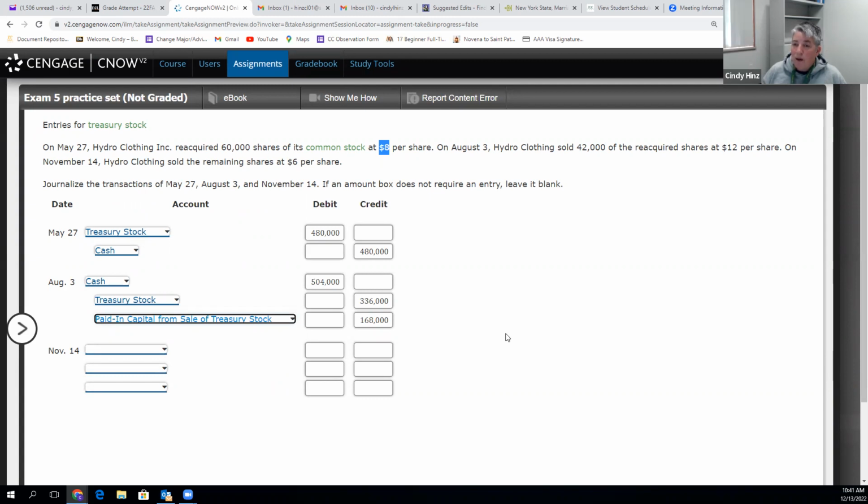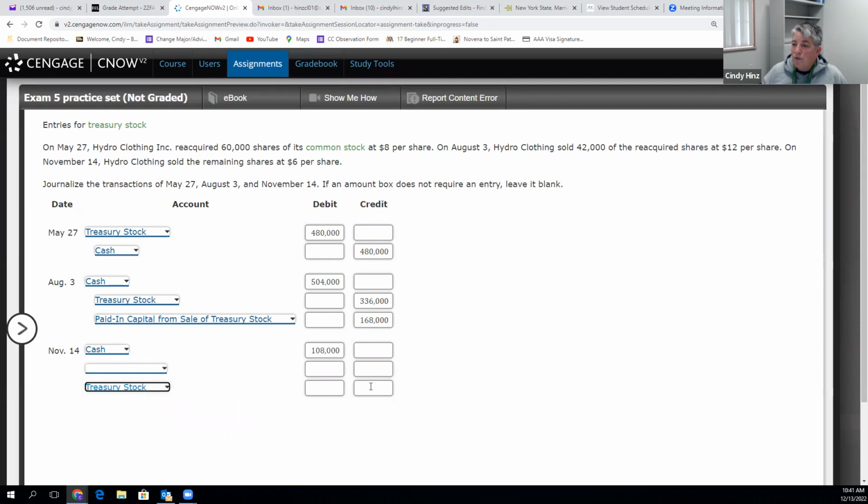And now we move ahead to November 14th, and they're going to sell the remaining shares. So how many shares did they have left? They first had 60,000, but they have already sold 42,000 of those. So we have 18,000 shares left. And we sold those for $6 per share. That means when we sold them, we received a total of $108,000. That's $6 per share times the 18,000 shares.